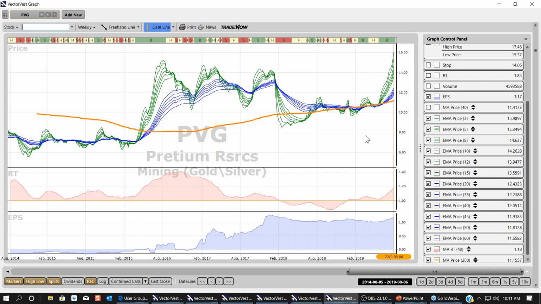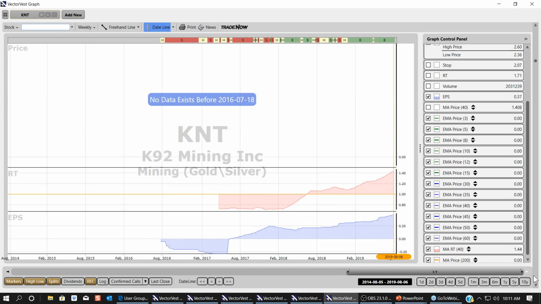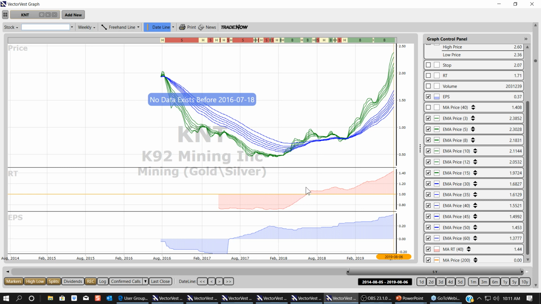Also, PVG is a little bit more volatile, but again, the 200-day keeps you in and out, and the 40 moving average gives you the warning that momentum is slowing here, so you can make your decisions on the sell side. KNT, nice opportunity to come in here.